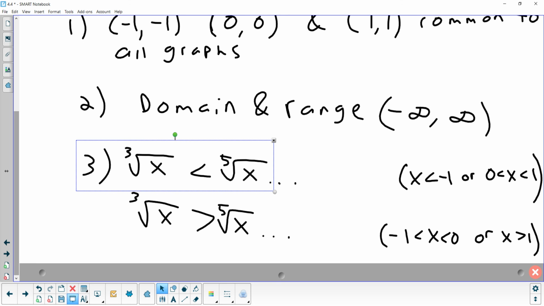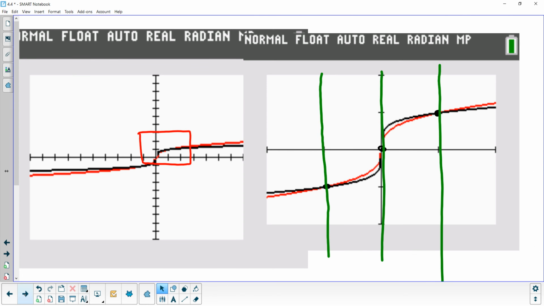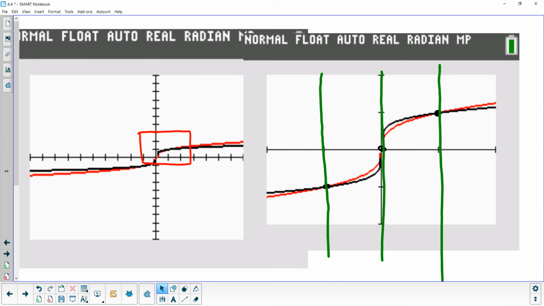Let's look at the greater than 1 zone. In the greater than 1 zone, the cube root should be on top of the 5th root. Let's go back and check. In the greater than 1 zone, the cube root should be on top of the 5th root. And as long as the cube root is red, which it is, we're good. So the behavior switches a couple times here, a little more complicated than an even root.